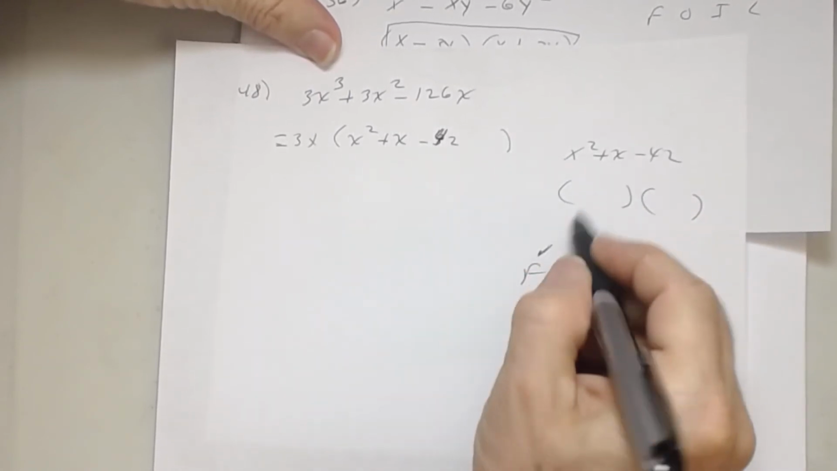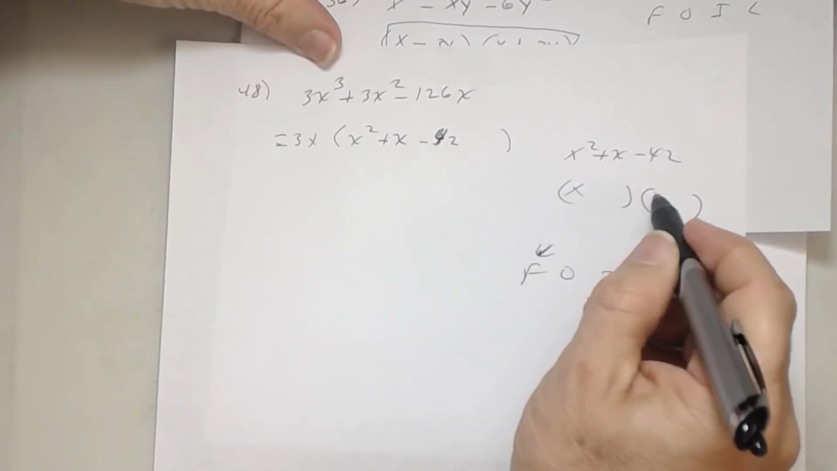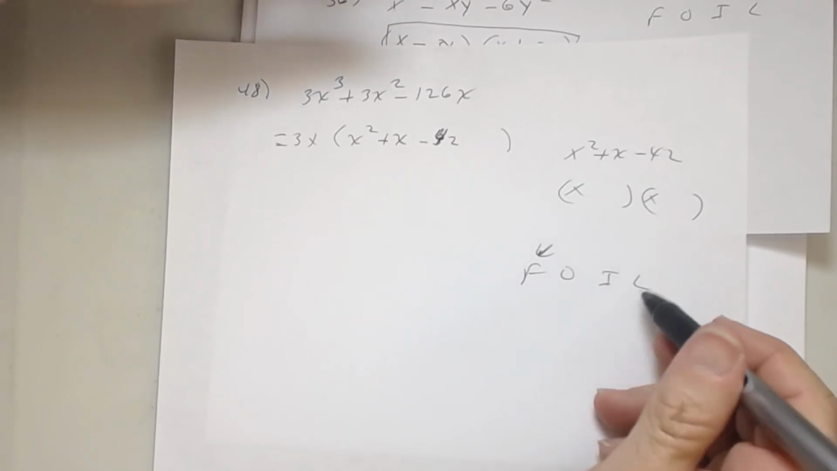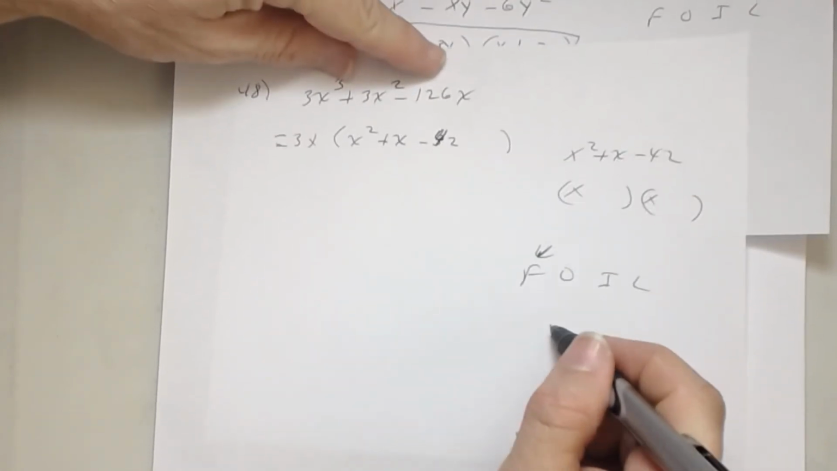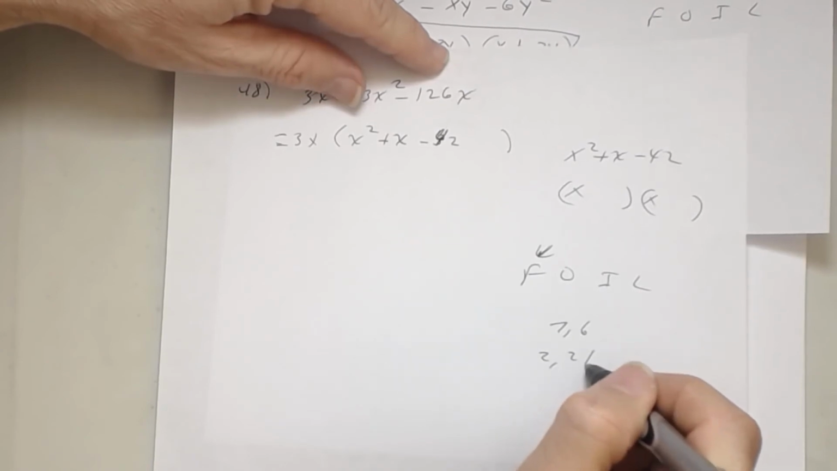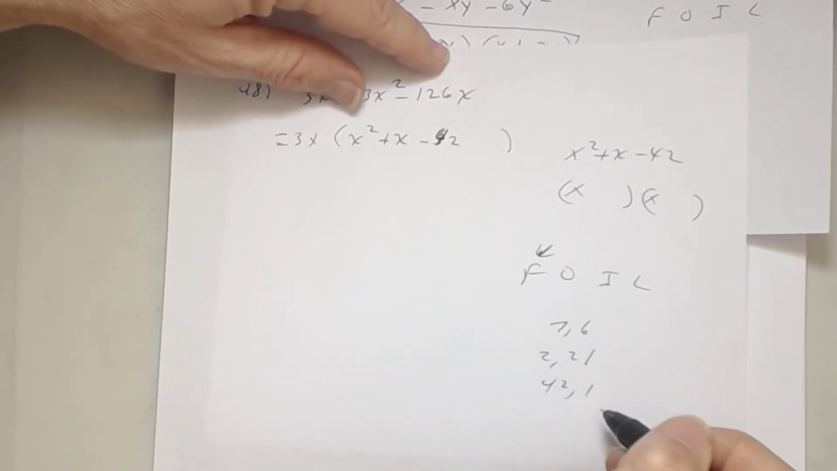F is easy. That's going to be x. Okay, L is negative 42. We're going to talk about the 42. What is positive 42? 7 and 6, and 2 and 21, and 42 and 1. That's about it, I think.